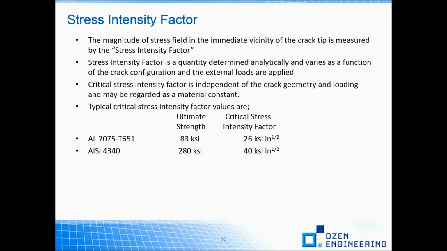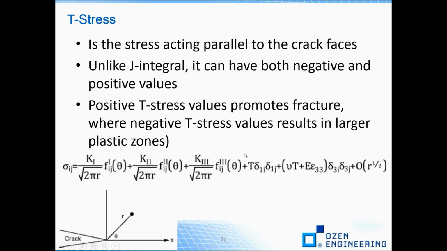However, the critical stress intensity factor is independent of the crack geometry and loading and may be regarded as a material constant. So here we see typical critical stress intensity factor values for aluminum and steel. In the strength of material approach, one would look at the ultimate strength value, and here in the fracture mechanics approach, those values are replaced with the critical stress intensity factor, or the so-called fracture toughness values.